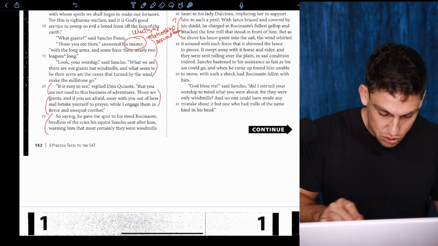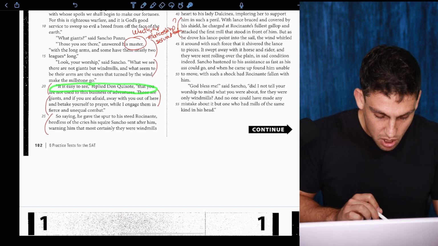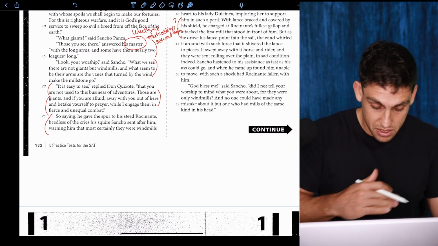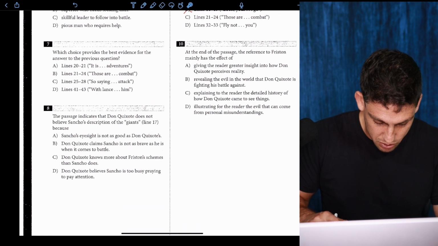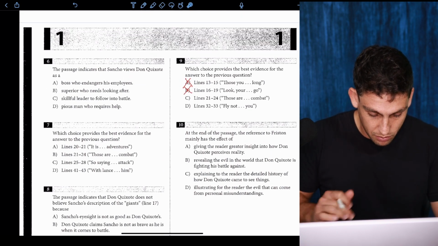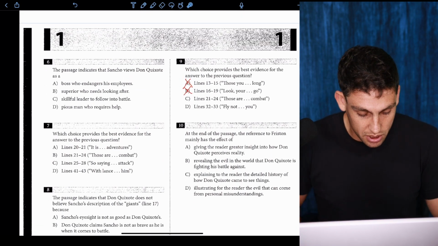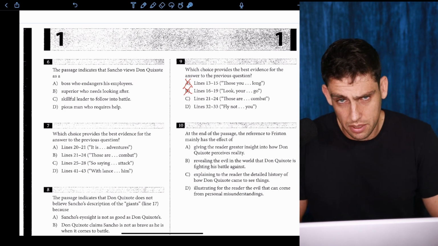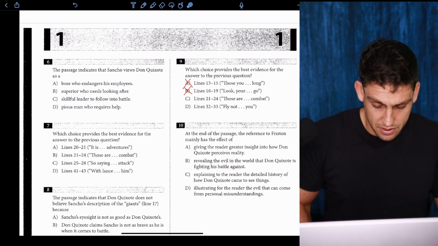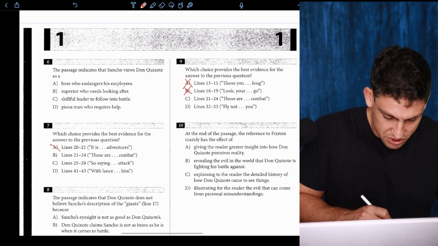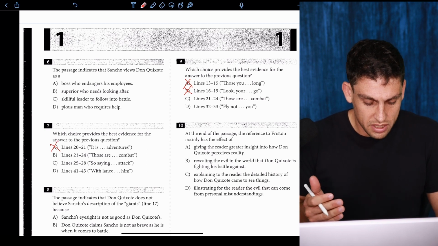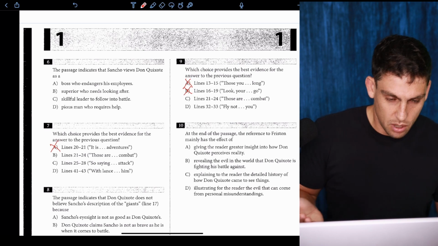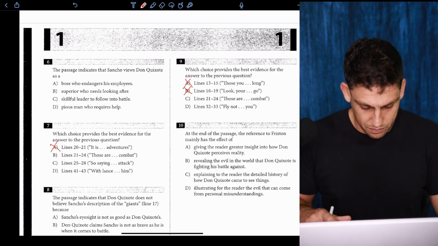"It is easy to see," replied Don Quixote, "that you are not used to this business of adventures." Okay, that's another direct reference. That's the other one, so I'm going to see if I can answer that one as well. You can see how I'm going back and forth, back and forth. The passage indicates that Sancho views Don Quixote as a boss. We don't actually know how Sancho views Don Quixote. Right now I'm thinking he's going to view him as totally and utterly crazy, but I don't see that here so far. All that Don Quixote is saying to Sancho is, you're not used to this adventure. That's how Don Quixote views Sancho, not the other way around. So let's keep going.